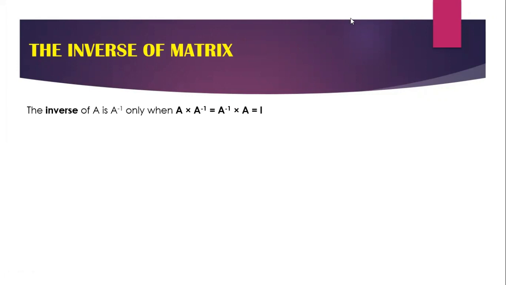Okay, students? So this one is the identity matrix. Once again, matrix A times the inverse matrix equals the inverse matrix times matrix A equals the identity matrix.